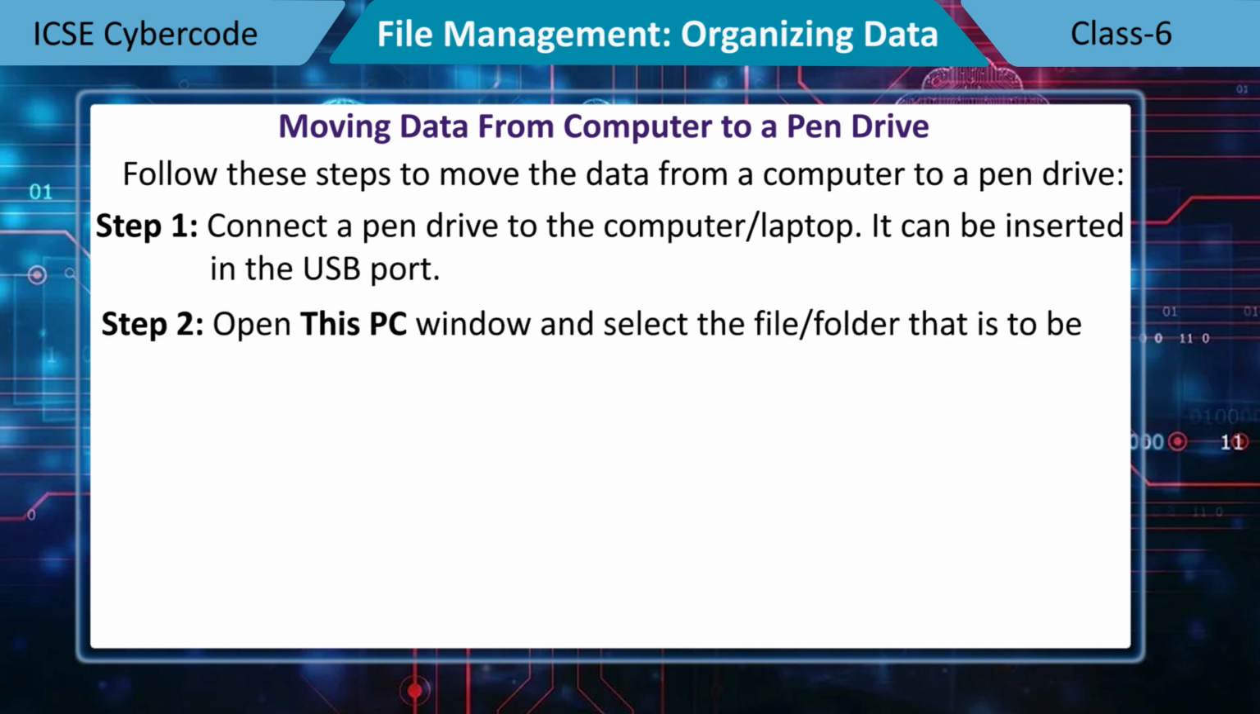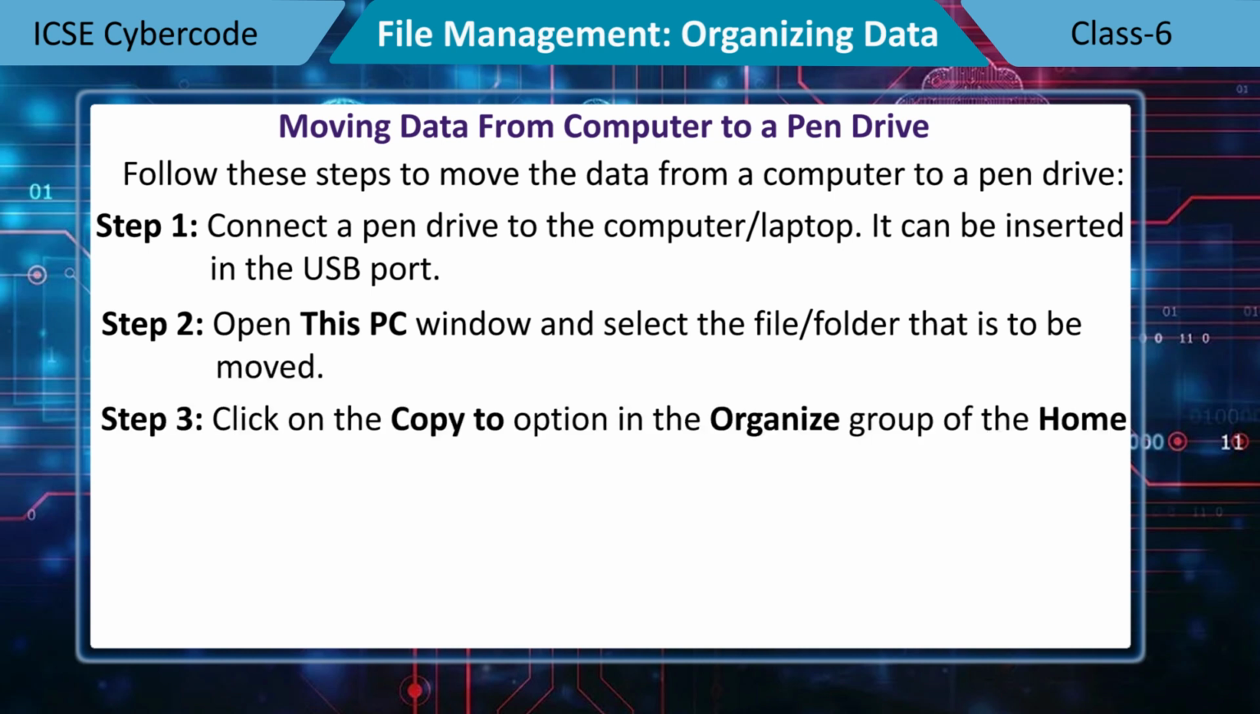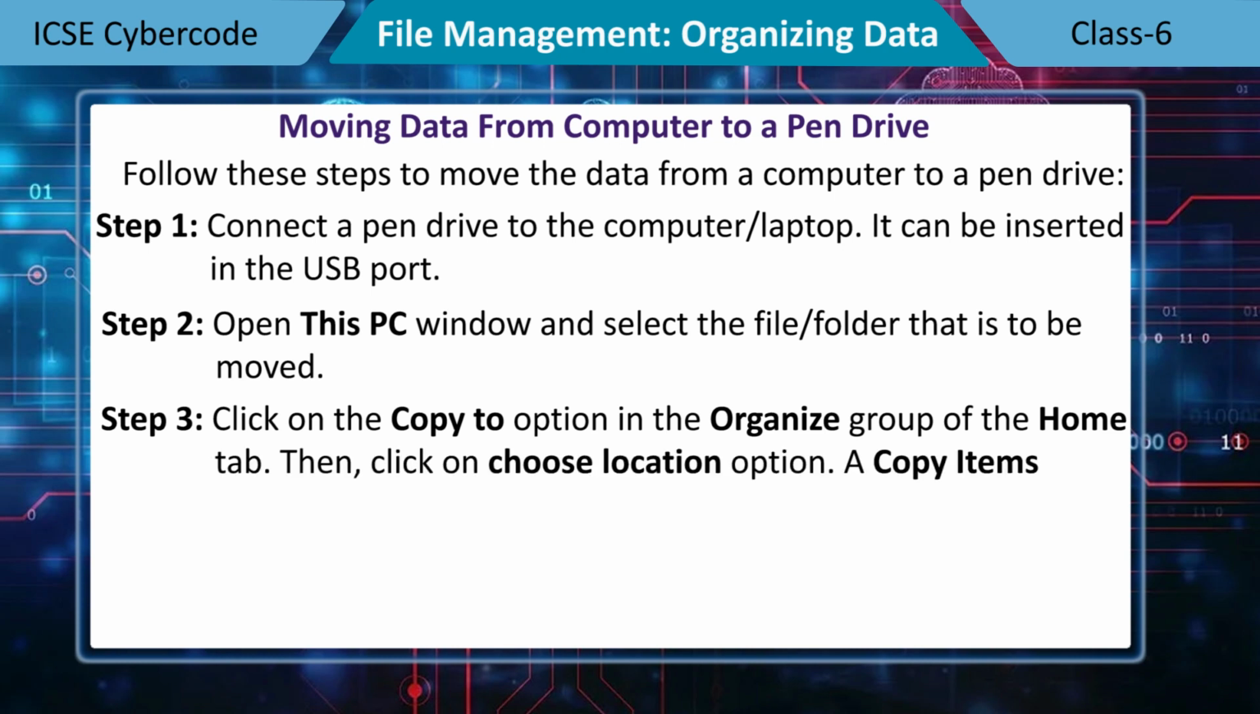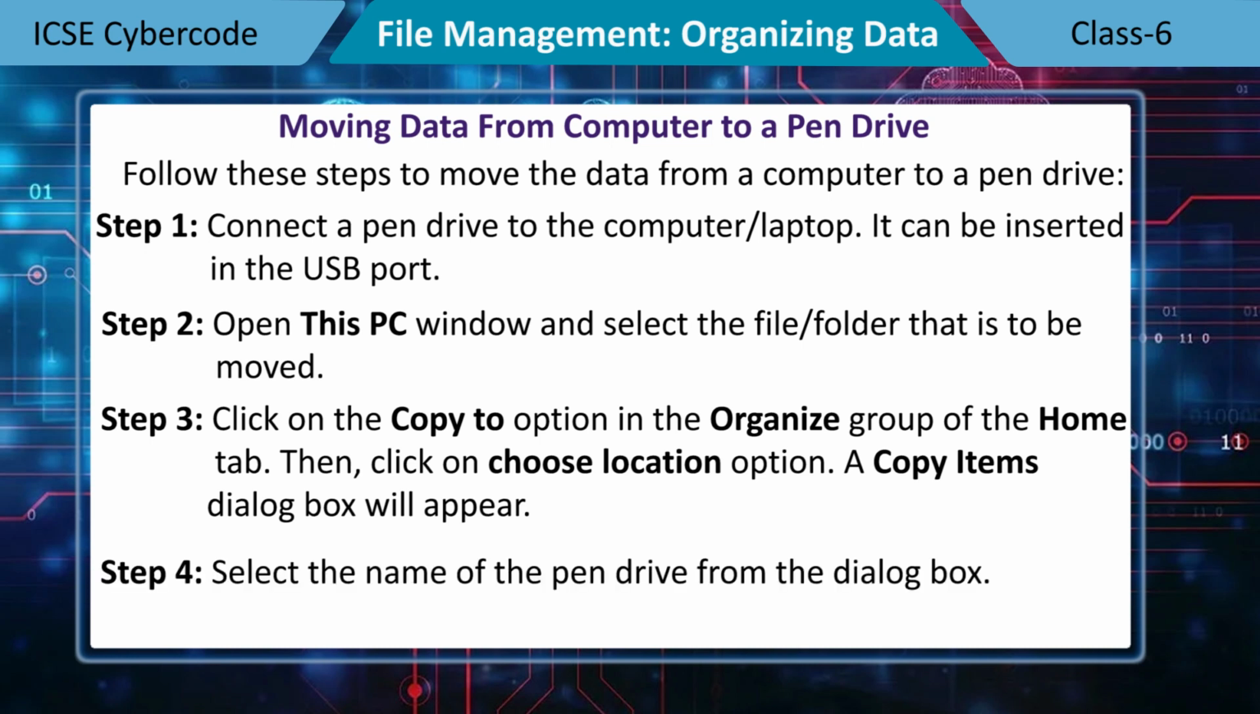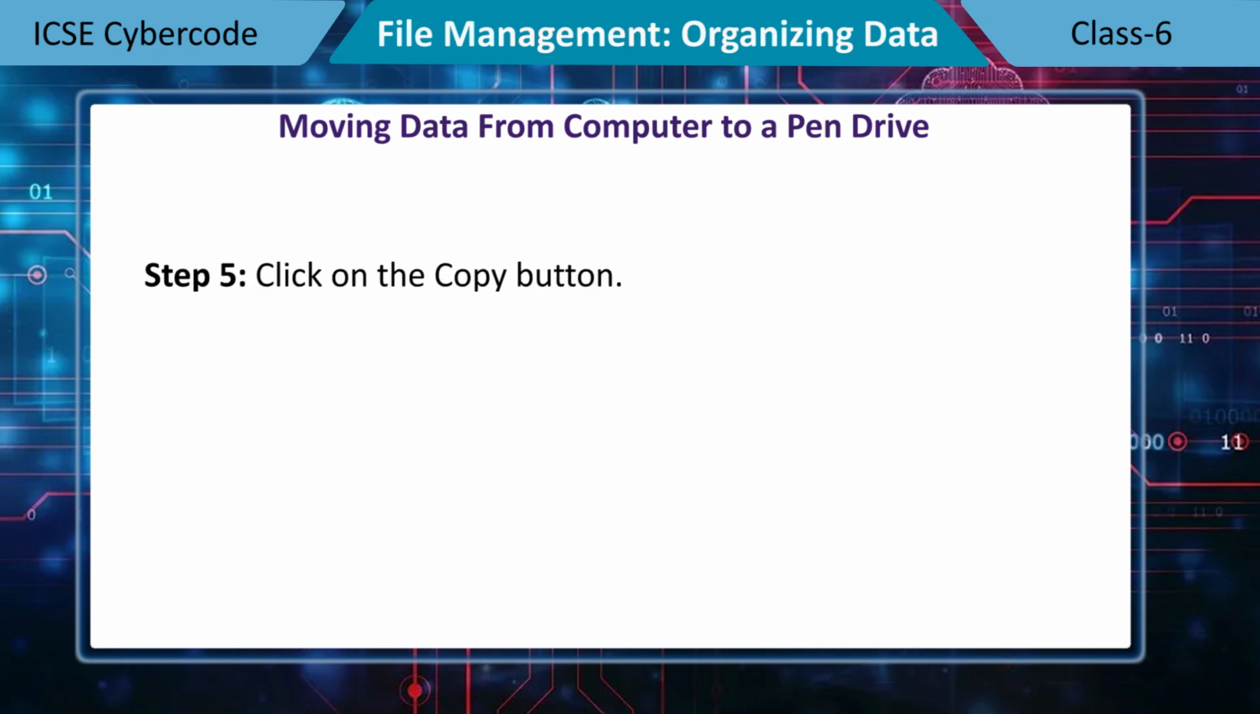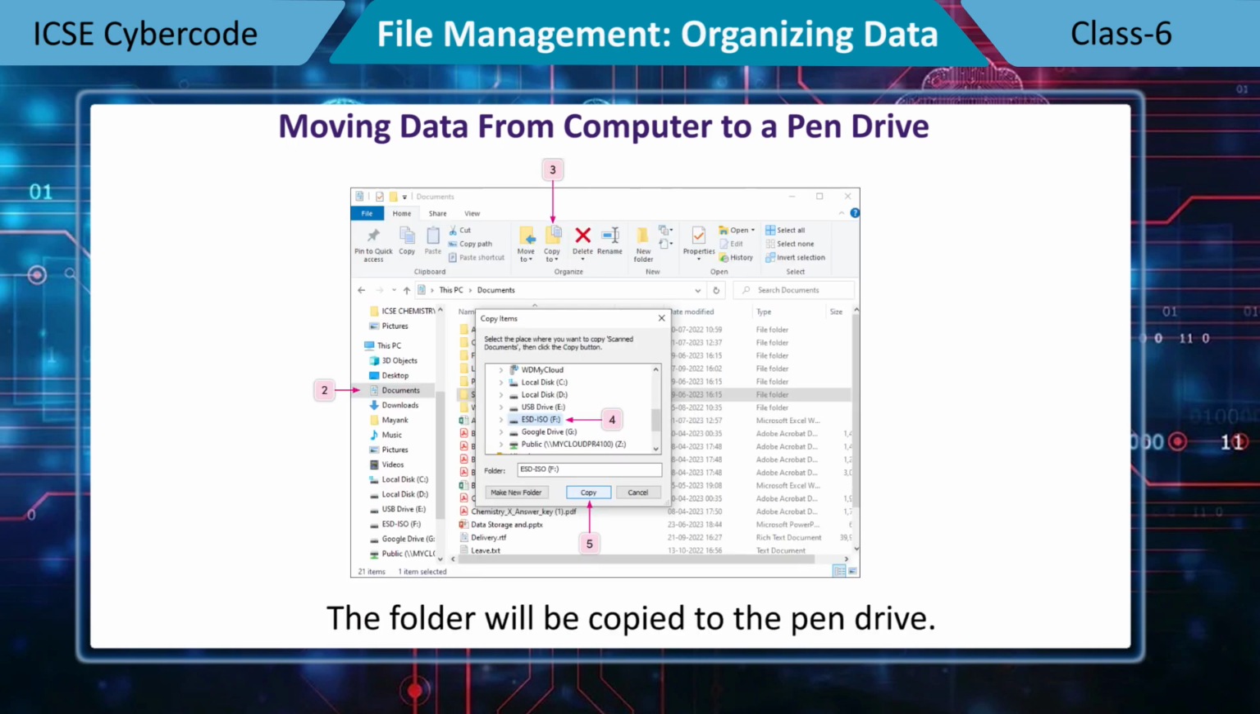Step 2. Open the This PC window and select the file or folder that is to be moved. Step 3. Click on the Copy to option in the Organize group of the Home tab. Then, click on the Choose Location option. A Copy Items dialog box will appear. Step 4. Select the name of the pen drive from the dialog box. Step 5. Click on the Copy button. The folder will be copied to the pen drive.